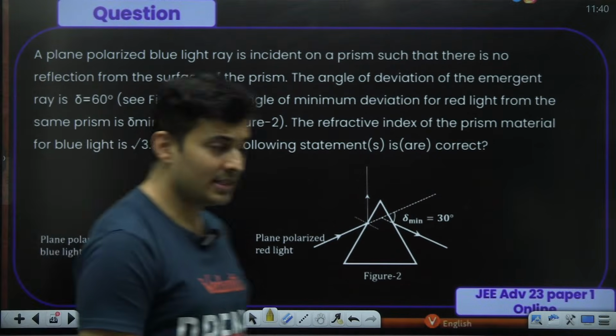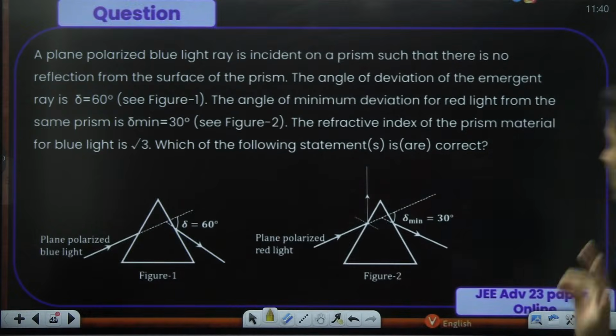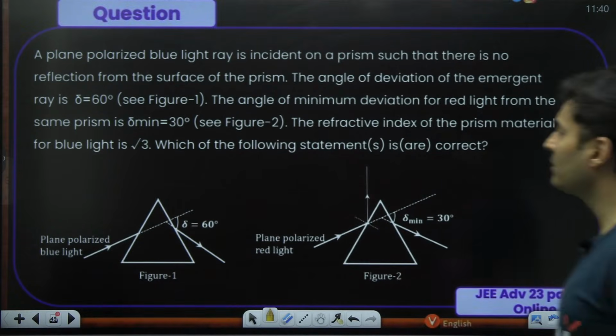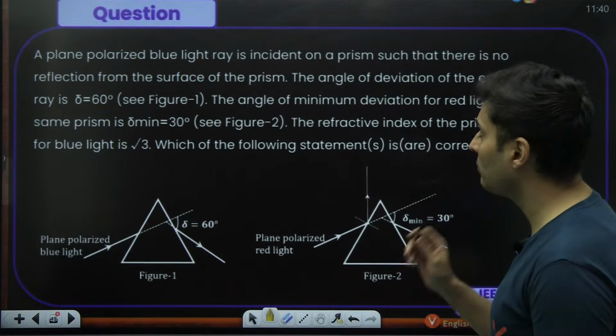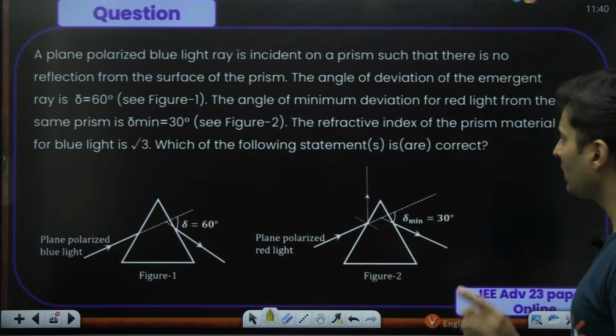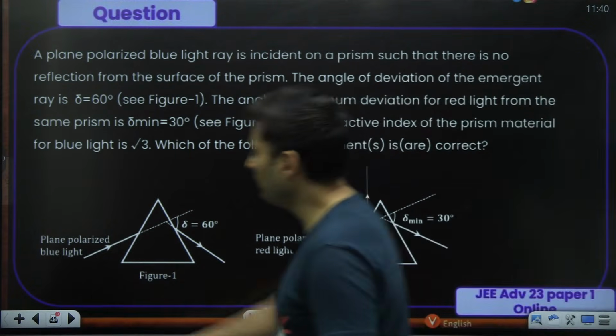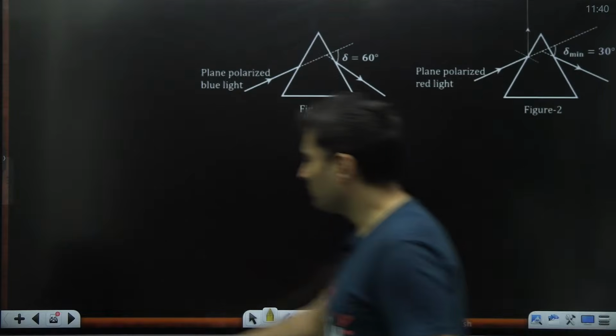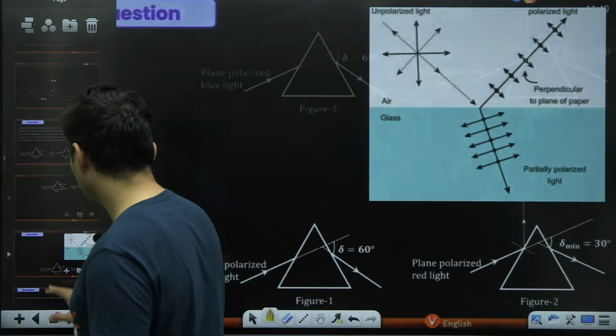A plane polarized blue light is incident on a prism such that there is no reflection from the surface of the prism. Why is that given? We'll think about it. The angle of deviation of the emergent ray is so and so. The angle of minimum deviation for red light is 30. The refractive index of the prism for blue is √3. What is correct among all of them? Oops, this is just the solving slide.